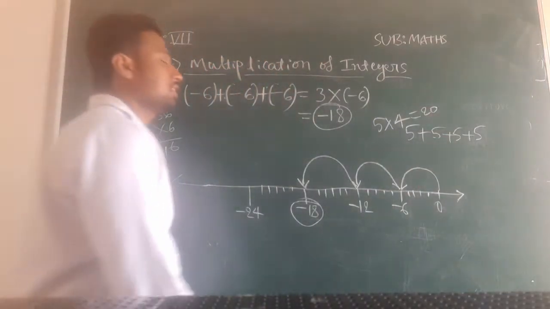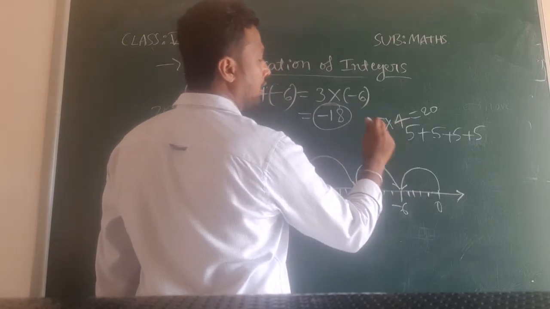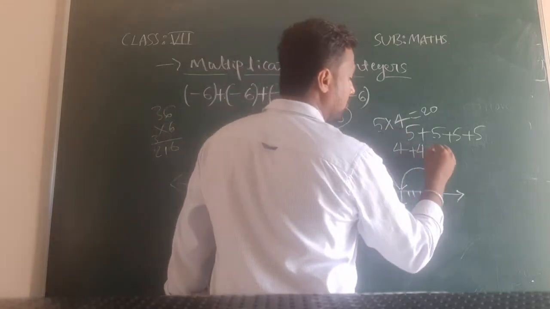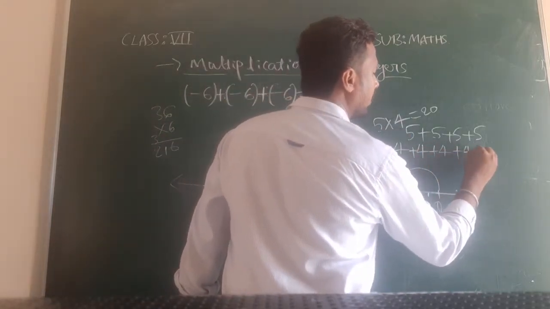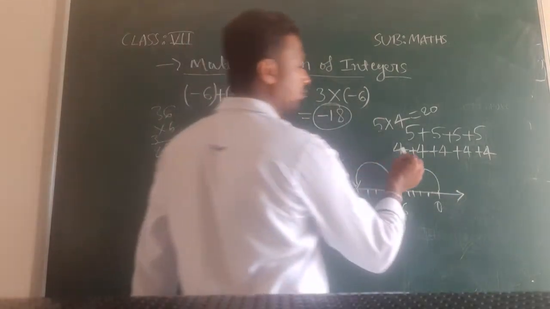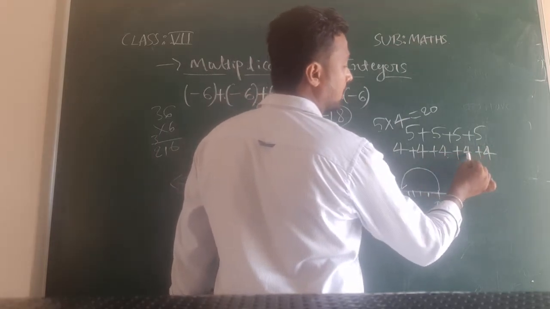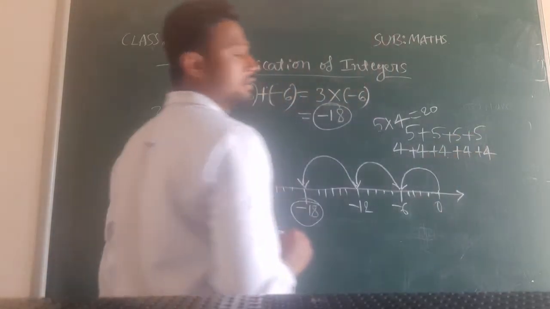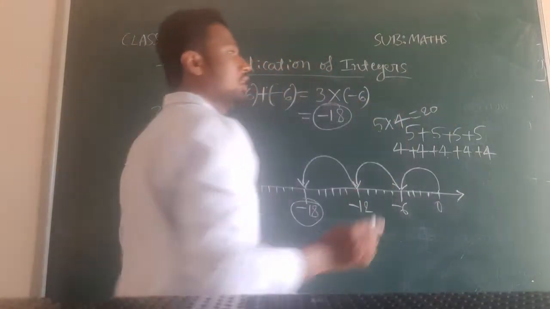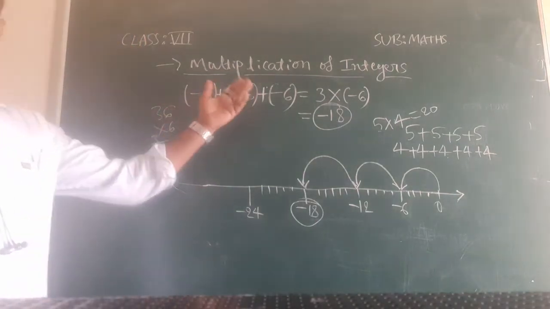Or you can consider this as 4 into 5 also. So how many times are you taking 4? 5 times. That means we are repeatedly adding 4, 5 times: 1, 2, 3, 4, 5. 5 times I have written 4. You can check here: 4 plus 4 is 8, 8 plus 4 is 12, 12 plus 4 is 16, 16 plus 4 is 20. So 4 into 5 means you will get 20 only.